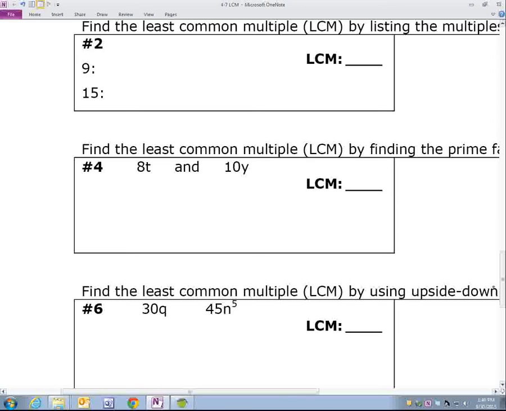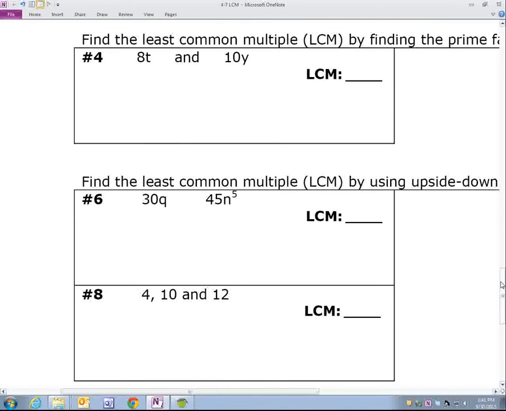Listing multiples. I'm going to use the big number first. I got 30. I got 45. Ding, ding, ding. I know my math facts, so I know that I am done.